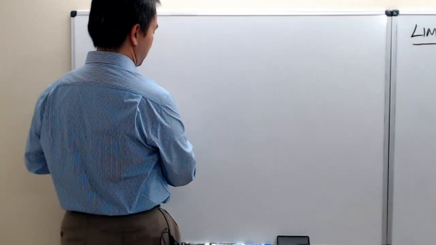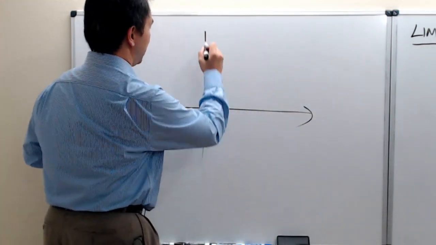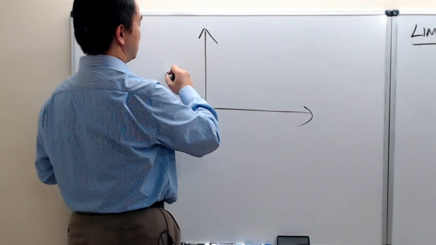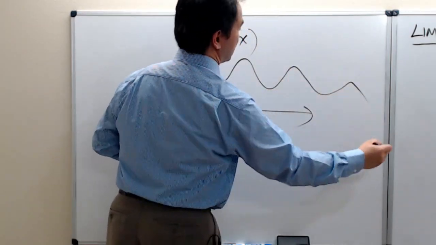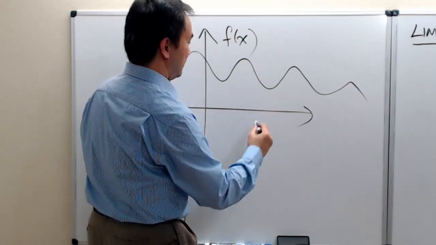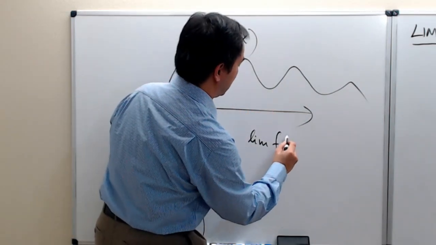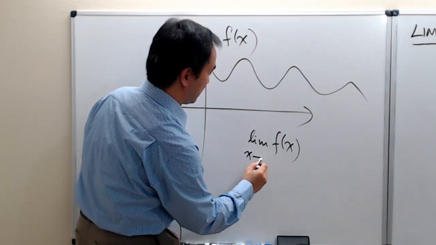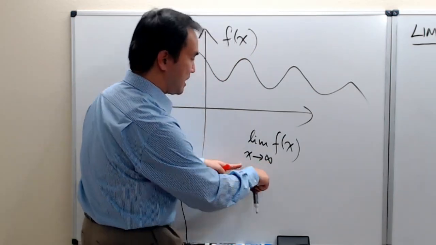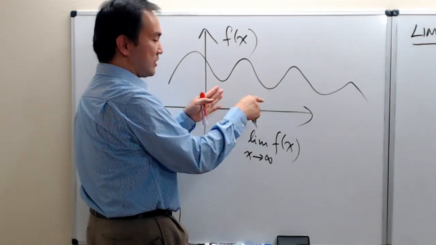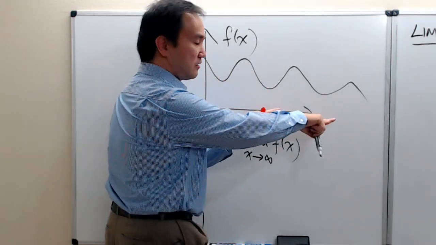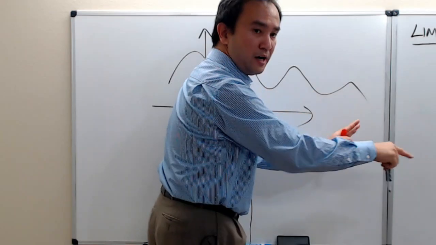Graphically speaking, we have a function, and any function has a graph. So f of x has a graph. It could be something like this. All right, so the limit of f of x as x gets close to positive infinity means we want to find out what happens to the function value as we keep letting x grow bigger and bigger positively.